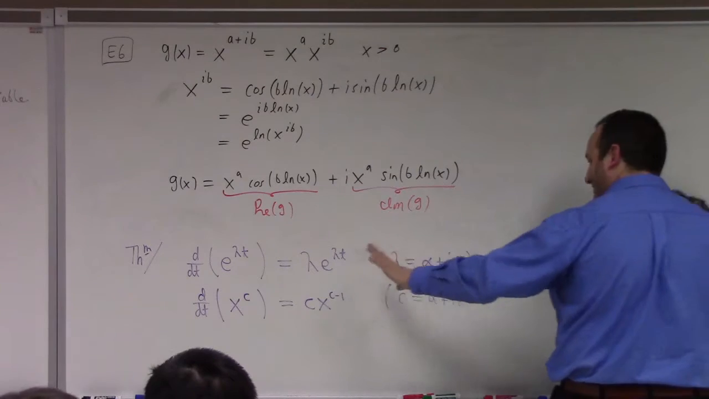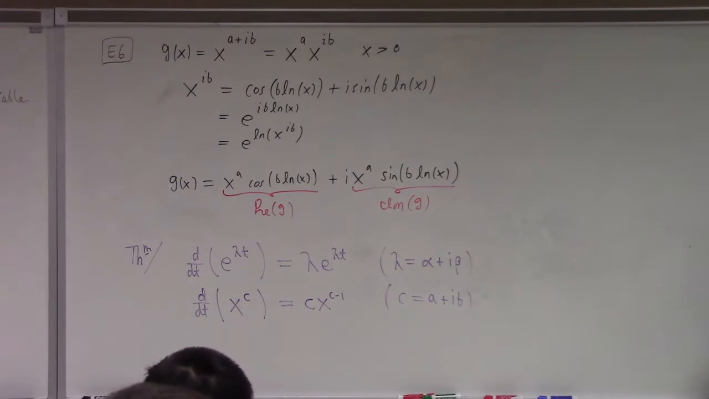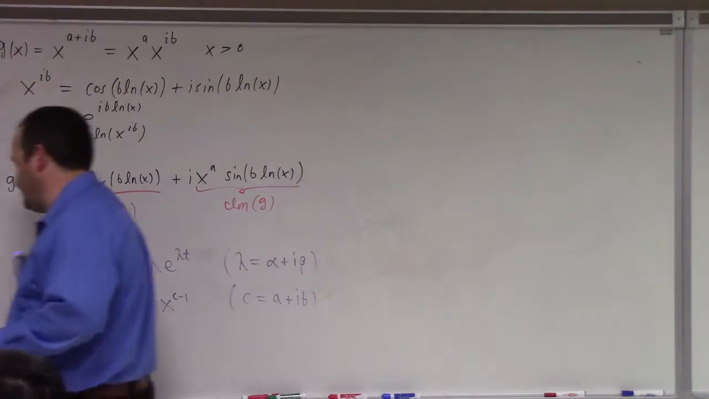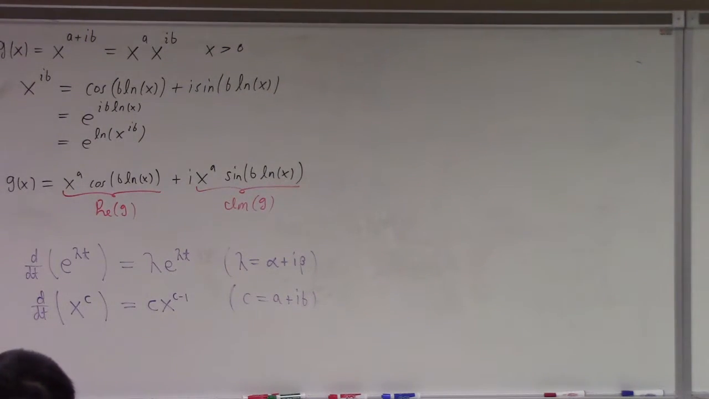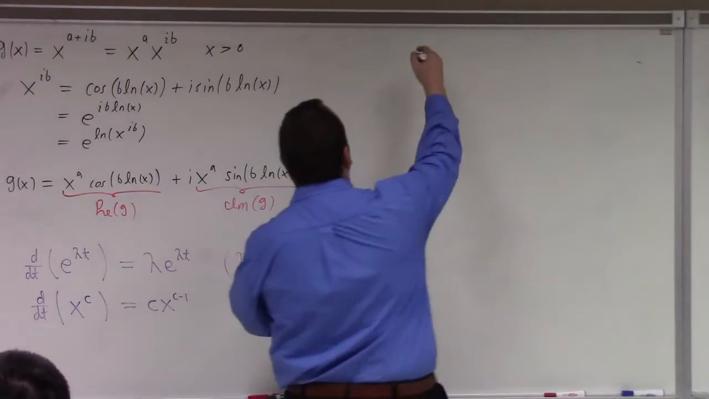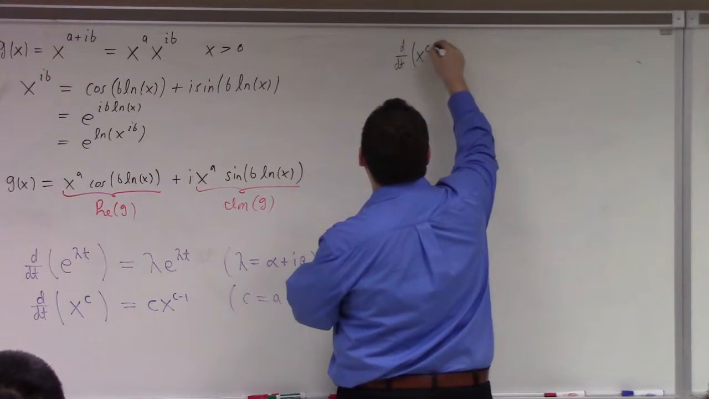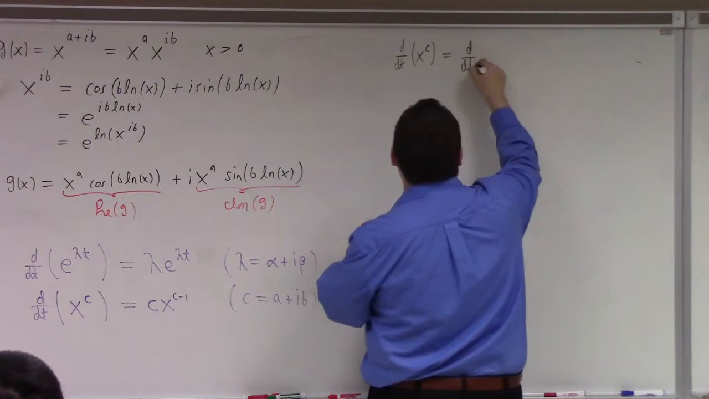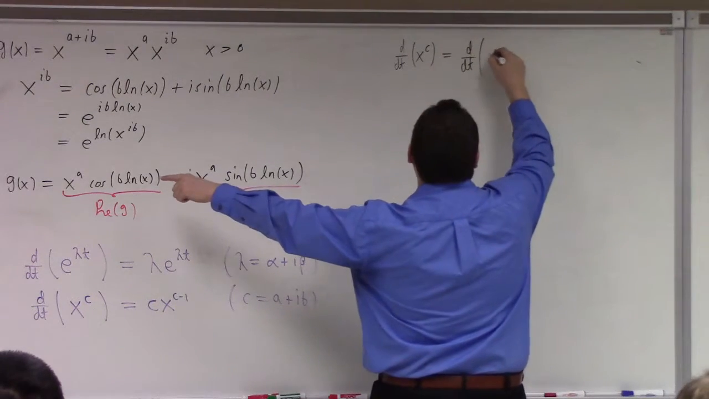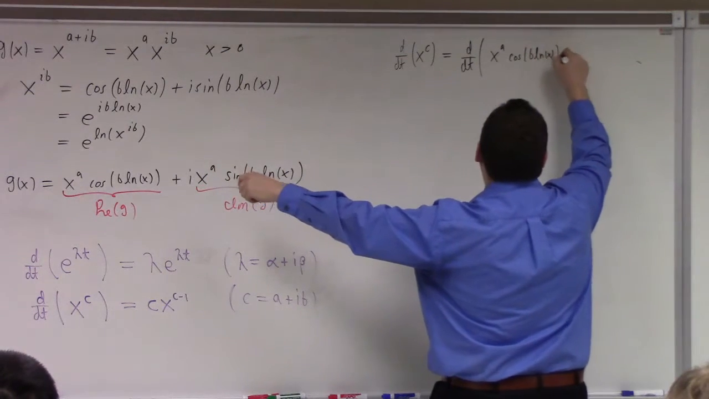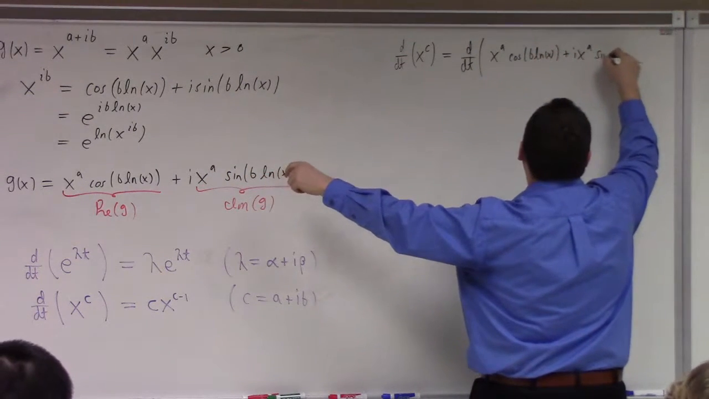Now the proof that these are true involves a lot. I can do one or the other. I can't do both. Which one do you want me to prove? Bottom one. Bottom one, okay. So that's, as we've just defined here, x to the a cosine of b log x plus i x to the a sine of b log x.